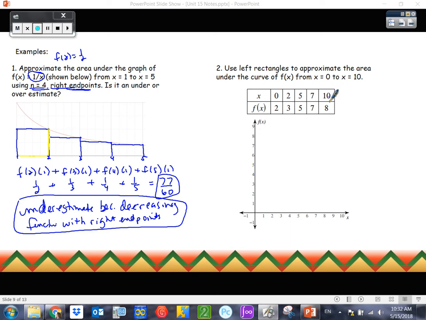I have 2 spaces between these x values, 3 spaces, and so it's just not even. So what I like to do, you don't have to, but I like to draw a picture. That really helps me visually. So I'm going to just plot these points, and then we're going to investigate it just kind of piece by piece.